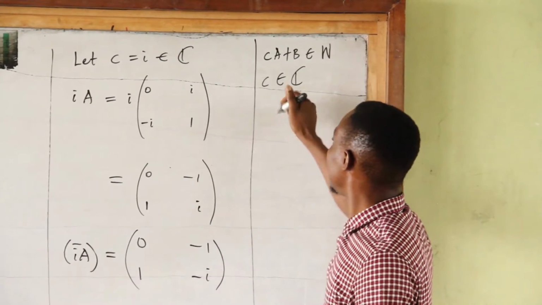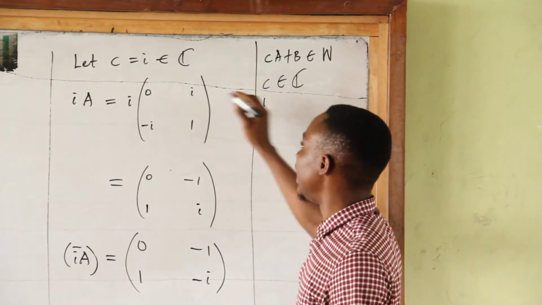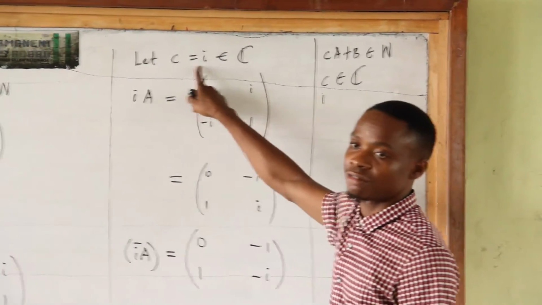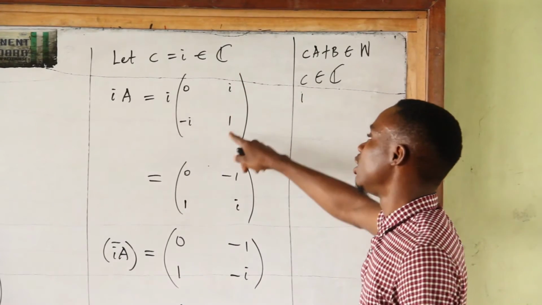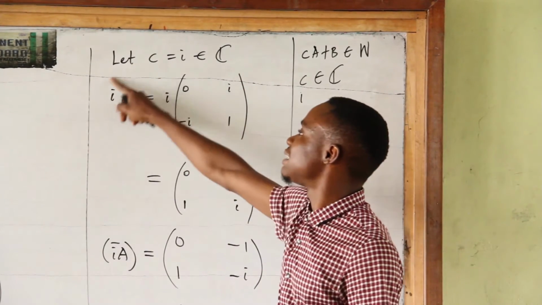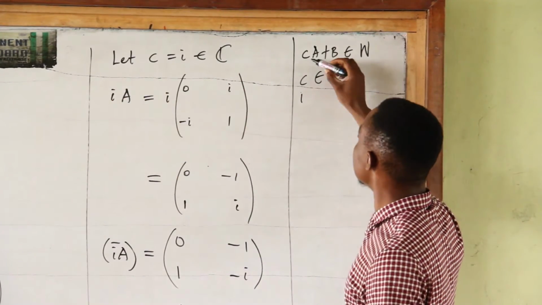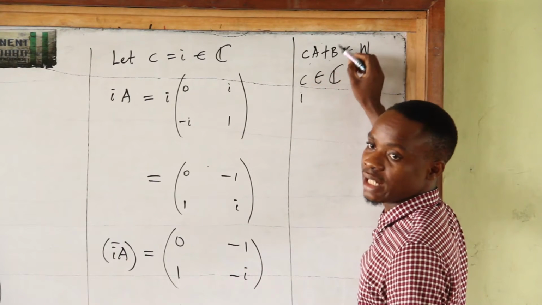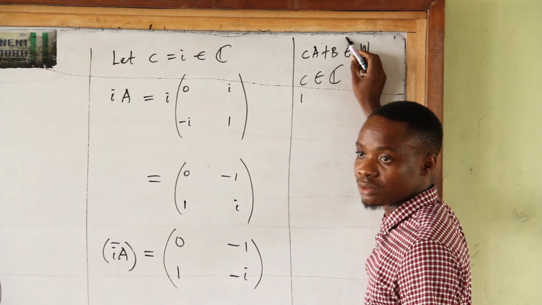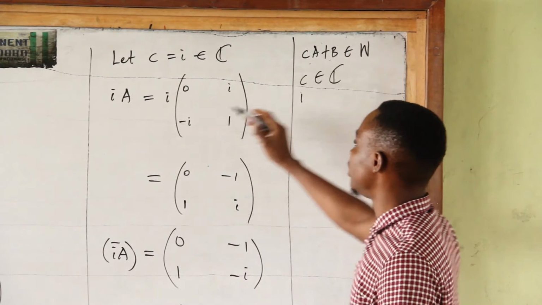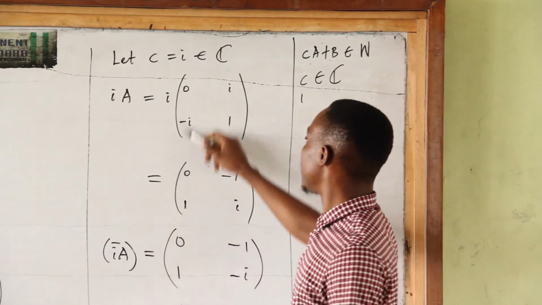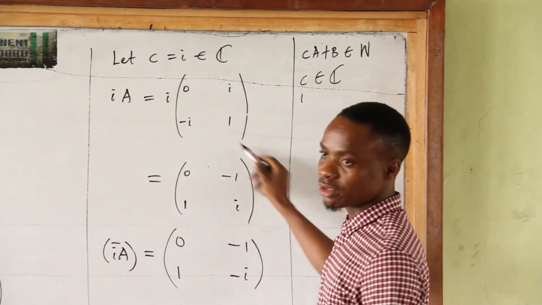Okay. So the element that I picked here is i. So i is an element of the field F we're interested in, which is the complex set. And if I use i to multiply this element, why am I doing that? Just like I have cA plus any element B. Is it making sense to you? When I multiply i by A, I'm going to get this result. This is my result.